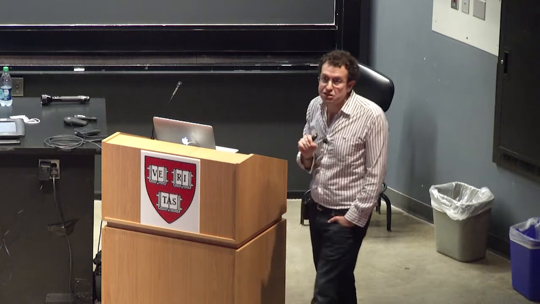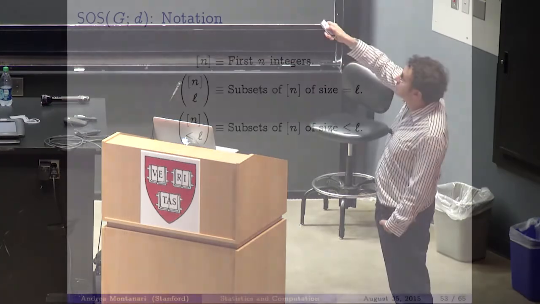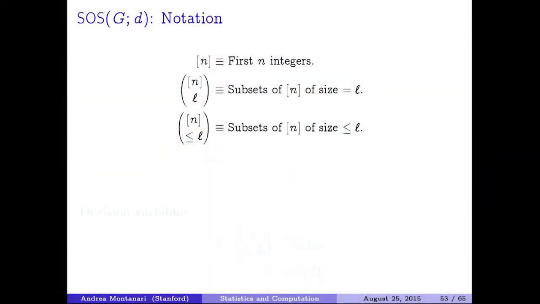All right, so I need a piece of notation. So now I'll define the SOS d. So this is probably the most interesting part of the talk if you never heard about it. So a piece of notation. I'll denote in this way the set of first n integers. And this way, the set of subsets of that set of size equal to L, and this is of size at most L.